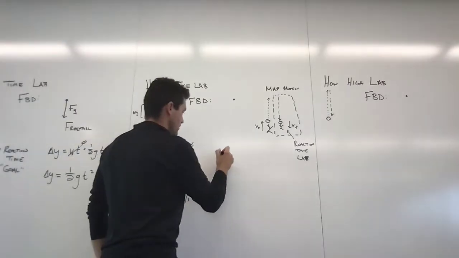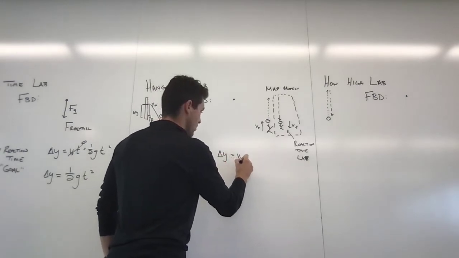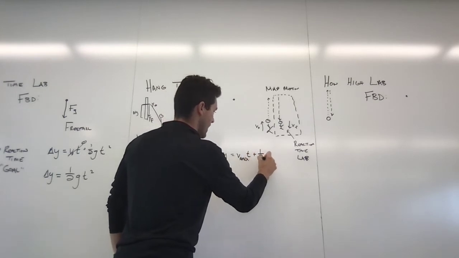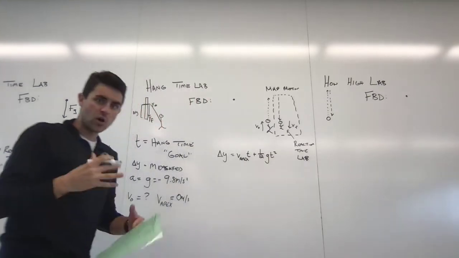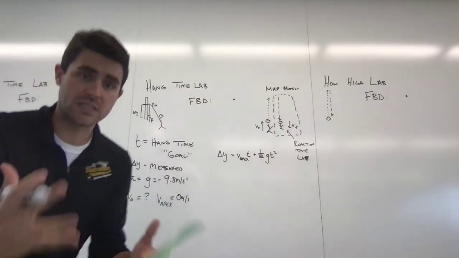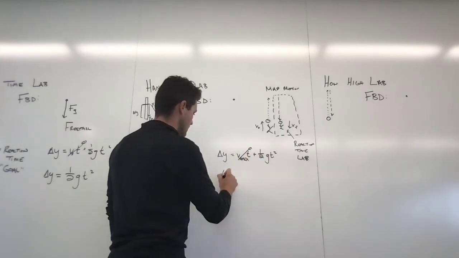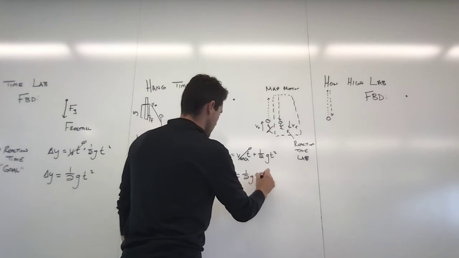So I'm going to go ahead and use my change in y is equal to initial velocity, or apex in this case, times time, plus 1/2 gt squared. I've gone ahead and already plugged in my specific variables for this lab. So what's the velocity at the apex? Well, that's 0. Change in y is equal to 1/2 gt squared.